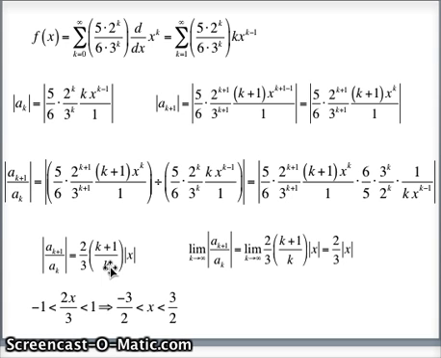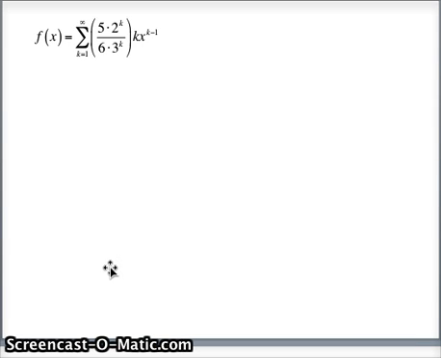Now we use the ratio test, and when you use the ratio test, you've got to recognize that it's inconclusive if that limit is 1. So we really should go ahead and check the endpoints to see if they may converge there. So let's go ahead and do that.